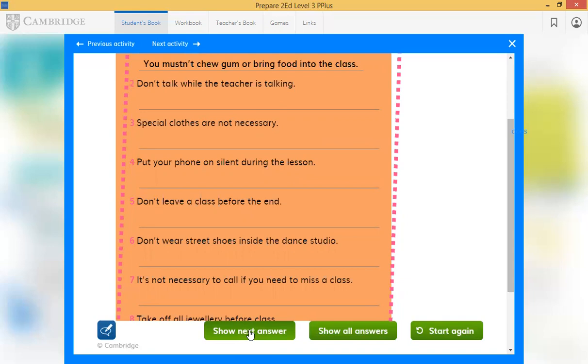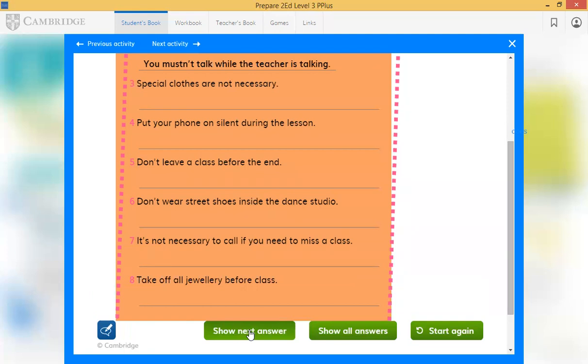Number 2: don't talk while the teacher is talking. How is the number 2? Come on, guys, give me one idea. Fast, fast. We have only 5 minutes. You mustn't talk. Okay, it's not permitted while the teacher is talking. So only include you mustn't.